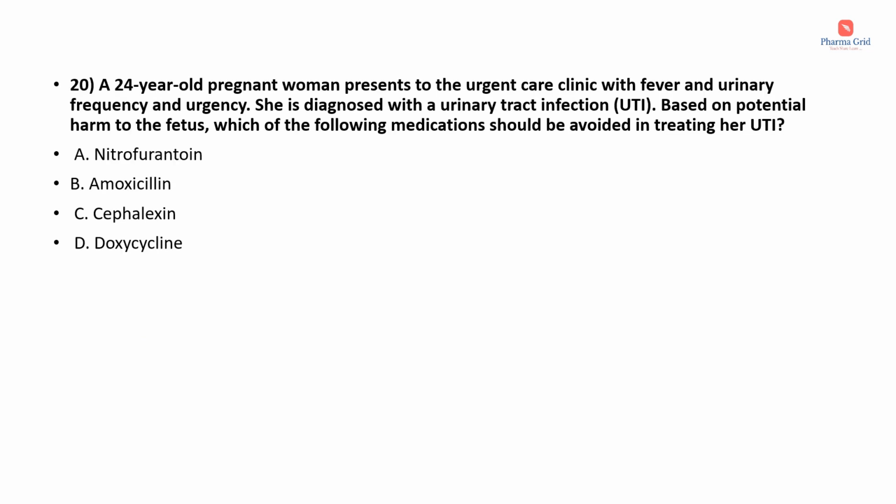A 24-year-old pregnant woman presents to the urgent care clinic with fever and urinary frequency and urgency. She is diagnosed with a urinary tract infection. Based on potential harm to the fetus, which of the following medications should be avoided in treating her UTI? The options are nitrofurantoin, amoxicillin, cefalexin, doxycycline. So in the question, they have asked us to find out the medication that should be avoided in treating her UTI because she is pregnant.